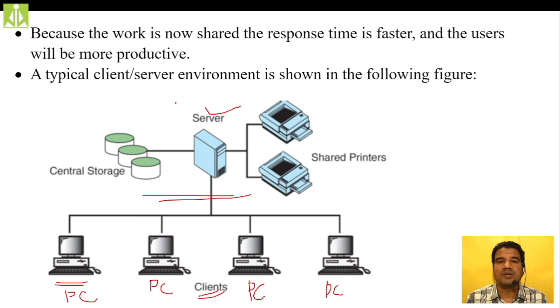In the time sharing environment, the response time was very slow, but over here, the PCs are going to have their own resources. Whatever small jobs they have, they will accomplish with the help of their local processor, their local printer, and their local storage devices. But if they have a really big job to accomplish, like a bigger document to print, they will utilize the central printers. If they have a very big file to store, they use the central storage. And if they have really big processing to be done, they use the central computer.